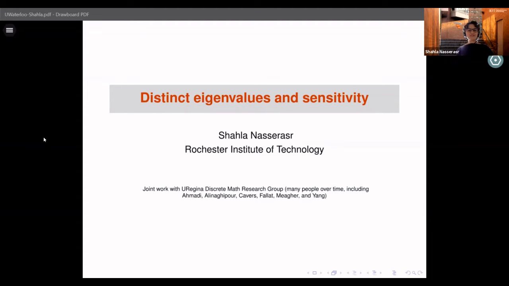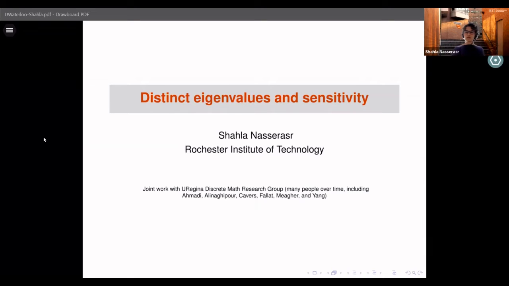Before I start, this is a research group. There was a very nice research group at the University of Regina that I was part of when I was a postdoc there. We started working on this parameter called the minimum number of distinct eigenvalues of matrices related to graphs a few years ago. And then later, when I went back to Queen's, we started working on it again. So this is a combination of those two works.